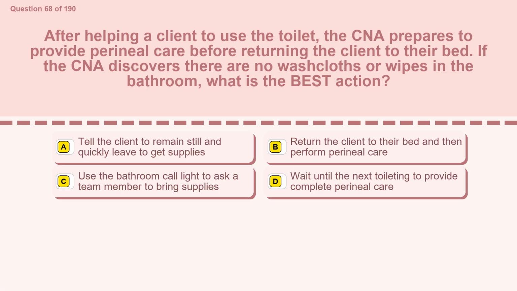Question 68. After helping a client to use the toilet, the CNA prepares to provide perineal care before returning the client to their bed. If the CNA discovers there are no washcloths or wipes in the bathroom, what is the best action? Option A. Tell the client to remain still and quickly leave to get supplies. Option B. Return the client to their bed and then perform perineal care. Option C. Use the bathroom call light to ask a team member to bring supplies. Option D. Wait until the next toileting to provide complete perineal care.